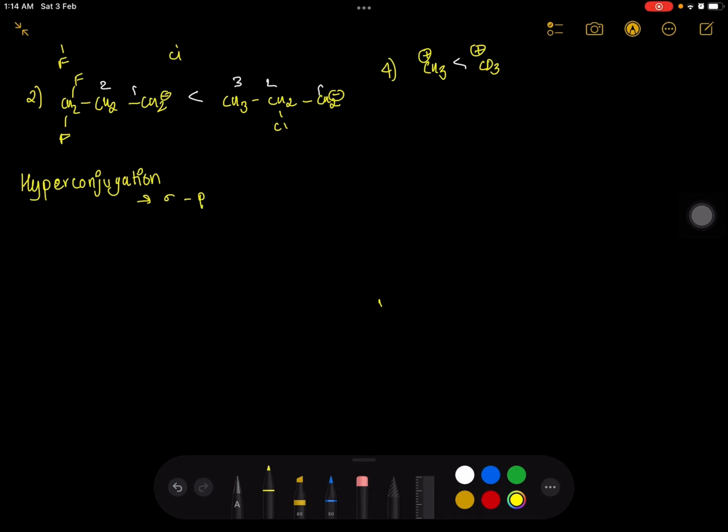Sigma and p empty conjugation takes place for carbocation. Sigma pi star: what is pi star? We studied it in chemical bonding. It's the anti-bonding orbital, right?